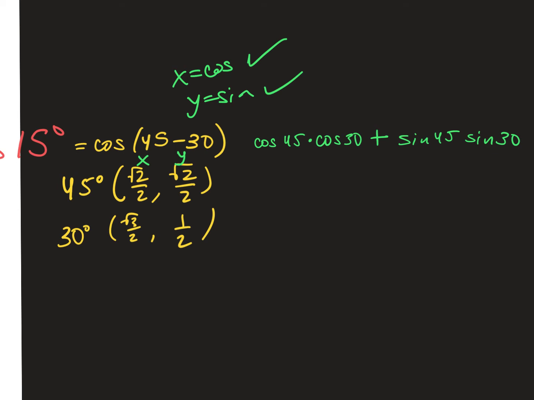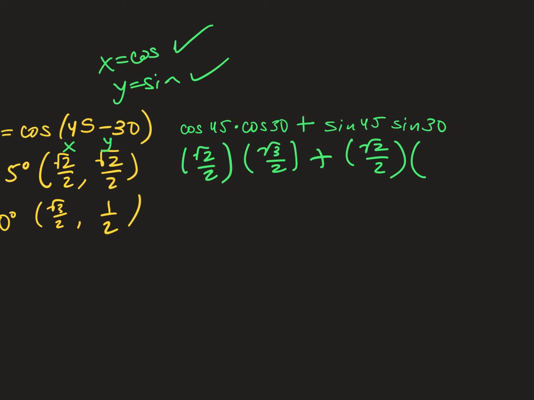What is the cosine of 45? What is the x value of 45 degrees? Square root of 2 over 2. Times. What is the x value of 30 degrees? Square root of 3 over 2. Plus, what is the sine of 45? What's the y of 45? Square root of 2 over 2. And then what is the y value, or the sine of 30? 1/2. And now we're going to simplify.